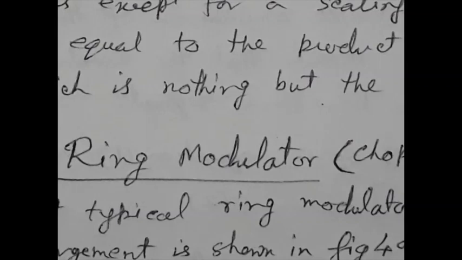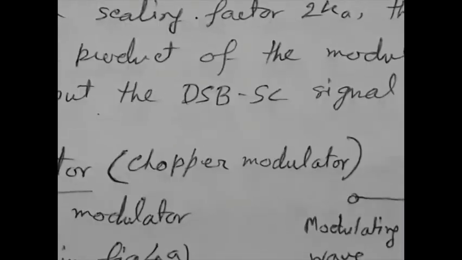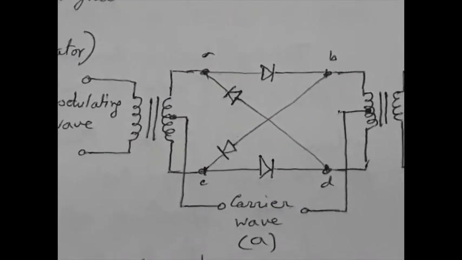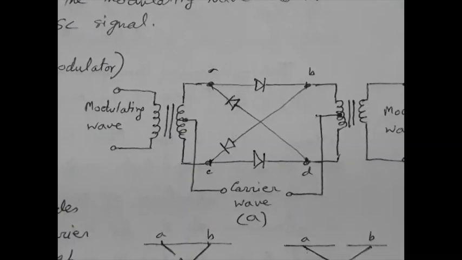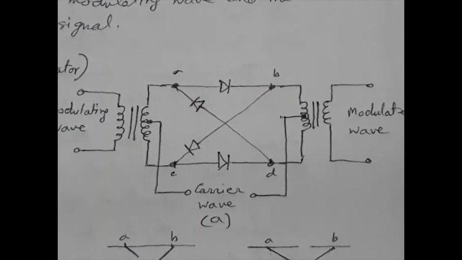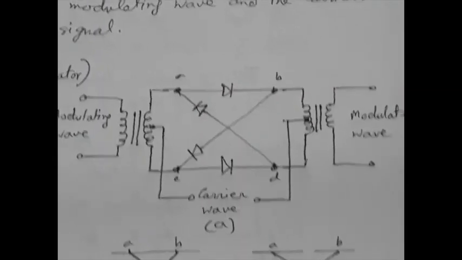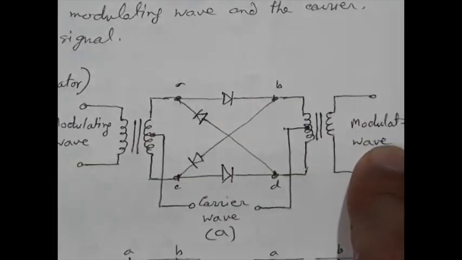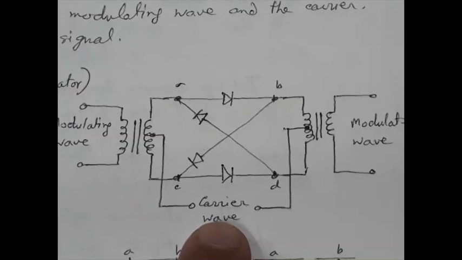Now we will consider another kind of DSB-SC modulator, which is called the ring modulator. It is also called a chopper modulator. The basic circuit is like this. This is the modulating wave. This is the modulated wave. The carrier wave. Here the carrier is square in nature. The carrier is given right here.